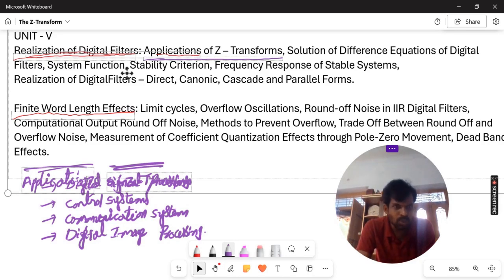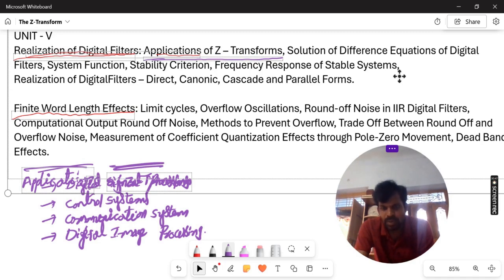And next, the system function. We know that another name for the system function is the transfer function, and the stability criteria: whether the given system is stable or not after applying the Z transform. And next, the frequency response of a stable system. Let us discuss in the next session the solution of difference equations of digital filters. Before going to that, we should recall what is meant by the Z transform and how we are going to represent the Z transform.